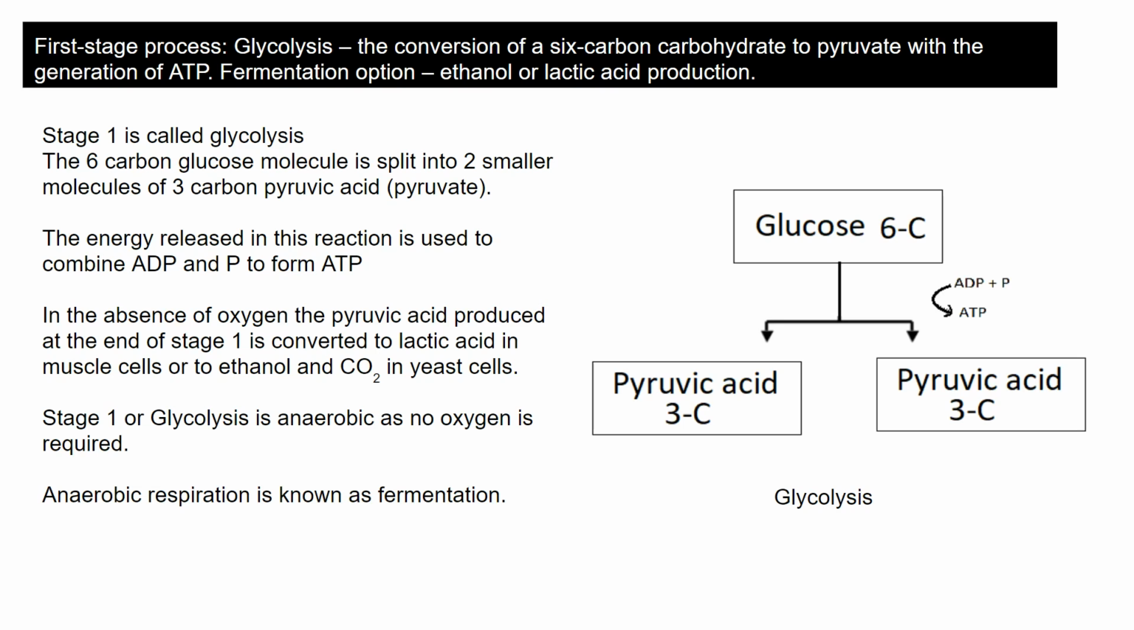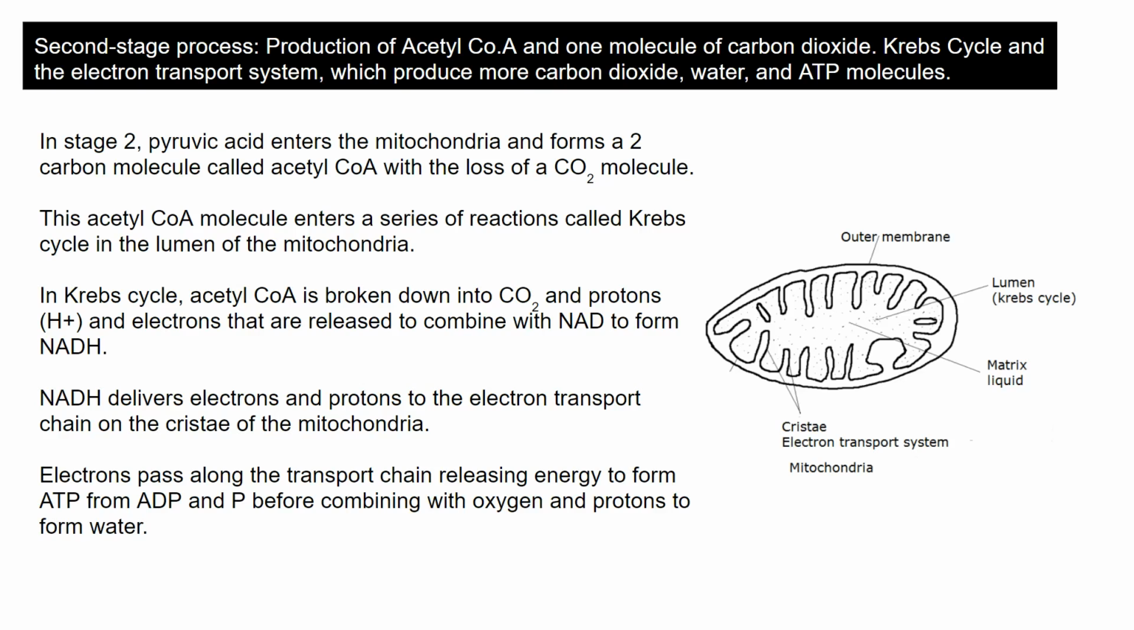Okay, if there's no oxygen present, it remains a stage 1 process. The pyruvic acid is going to be converted to either ethanol or lactic acid. It's going to be converted to lactic acid in muscle cells and in many bacteria, or in yeast cells, the pyruvic acid can be converted to ethanol with some carbon dioxide being released as well.